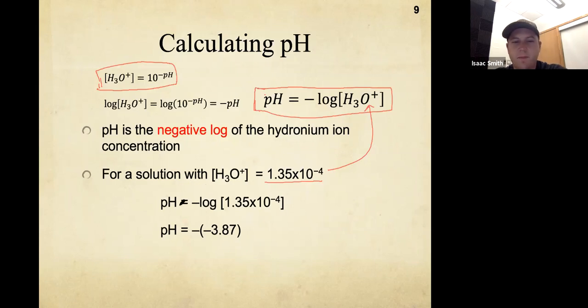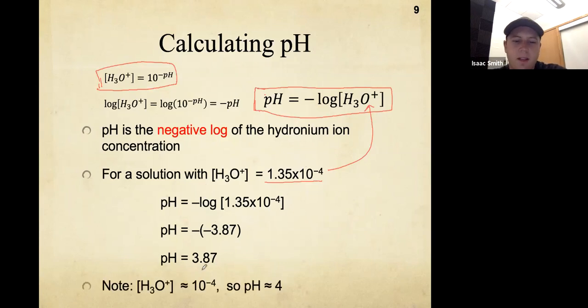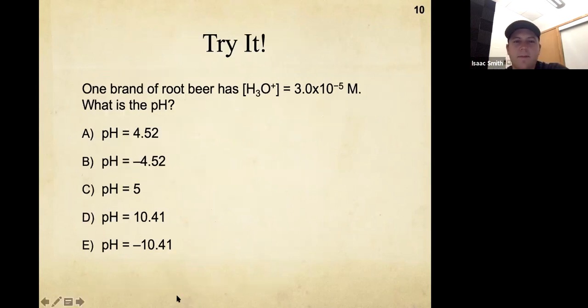For this example, pH equals the negative log of the hydronium concentration, which is given here as 1.35 times 10 to the negative 4. The log of this right here equals negative 3.87. And we have the negative of the negative, which switches your sign. So our pH equals 3.87 here. You'll notice that since this is almost 1 times 10 to the negative 4, the pH is almost 4, which is what you'd expect using the basic rule that we learned at the beginning of the lecture. All right, go ahead and try this out on your own.